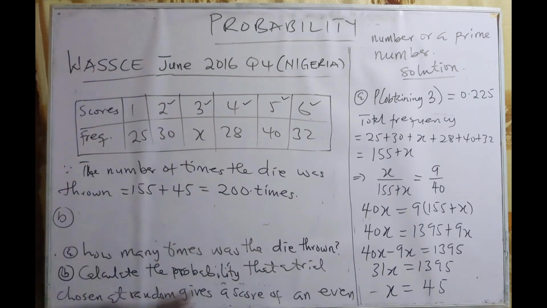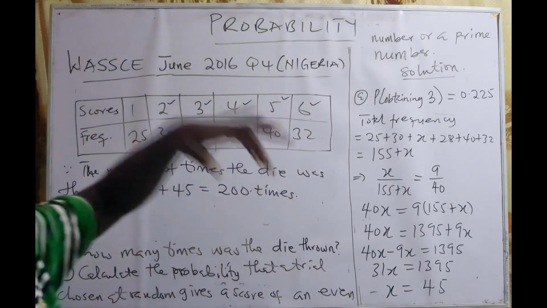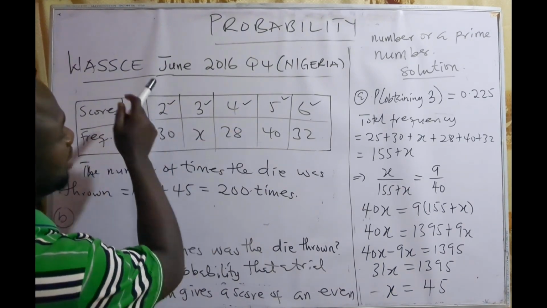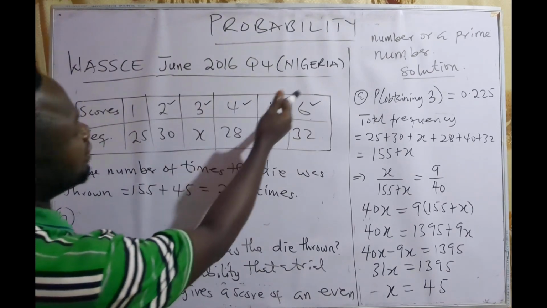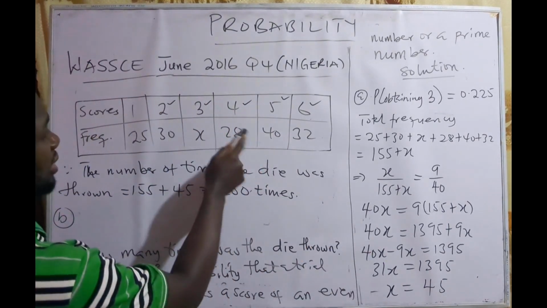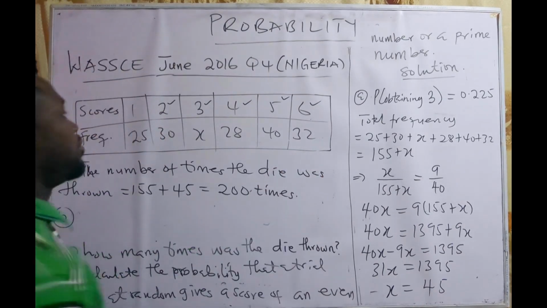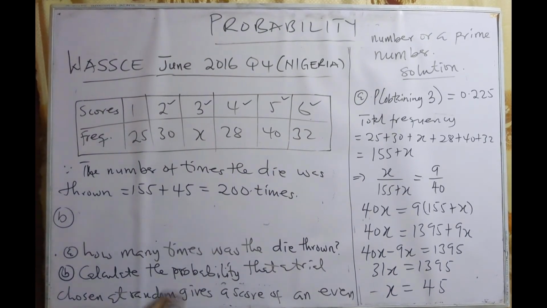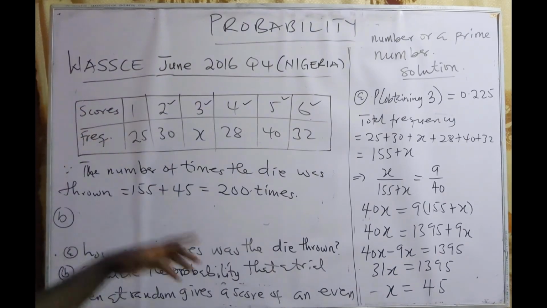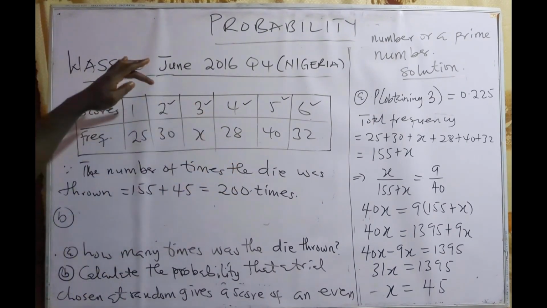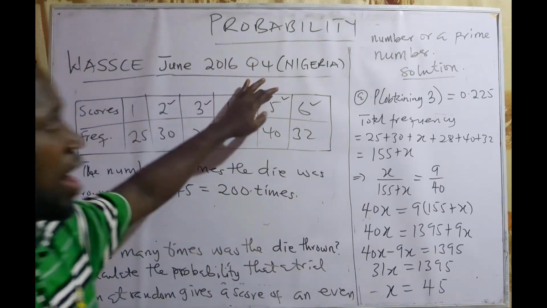So the probability that a trial chosen at random gives a score of an even or a prime number: we take the total frequency of the primes or evens, which are 2, 3, 4, 5, 6. So the frequency 30 plus x, where x is 45, plus 28 plus 40 plus 32. Then we divide by the total frequency. I believe that is clear. So when you are choosing a trial at random, you either choose an even number or a prime number, and that can be 2, 3, 4, 5, or 6.